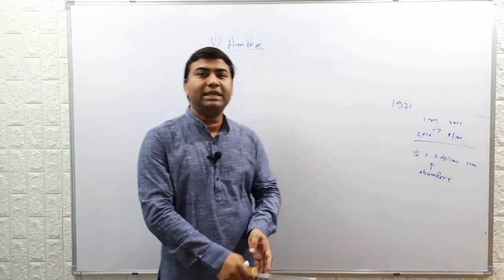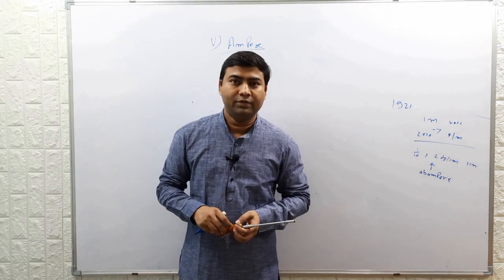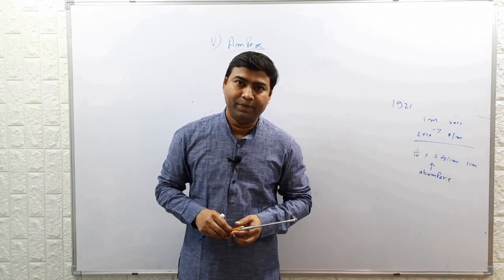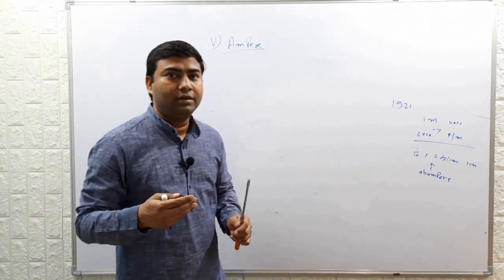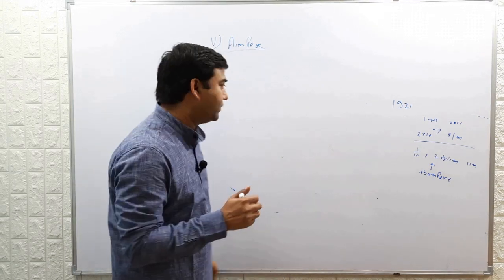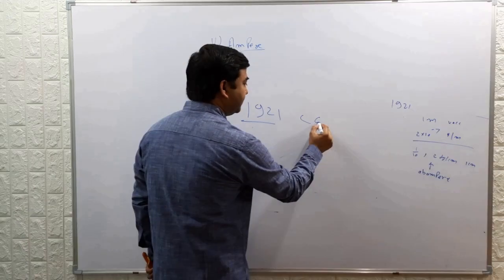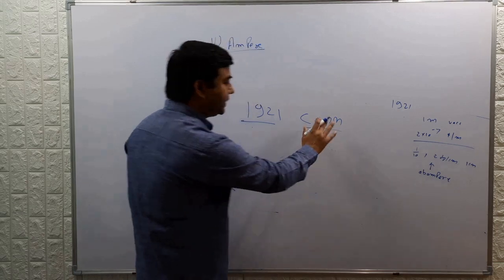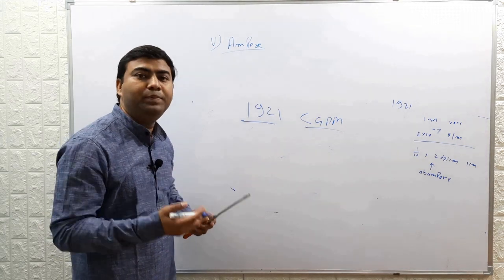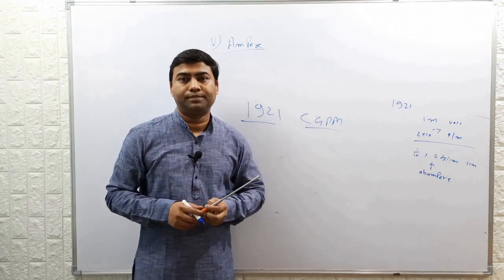Initially in the MKS system, that is meter, kilogram, second, ampere was not involved. It came later on. Ampere was officially introduced in the metric system in 1921. In 1921, the CGPM, that is the General Conference on Weights and Measures, introduced ampere, the unit of current, as the base unit in the SI system.